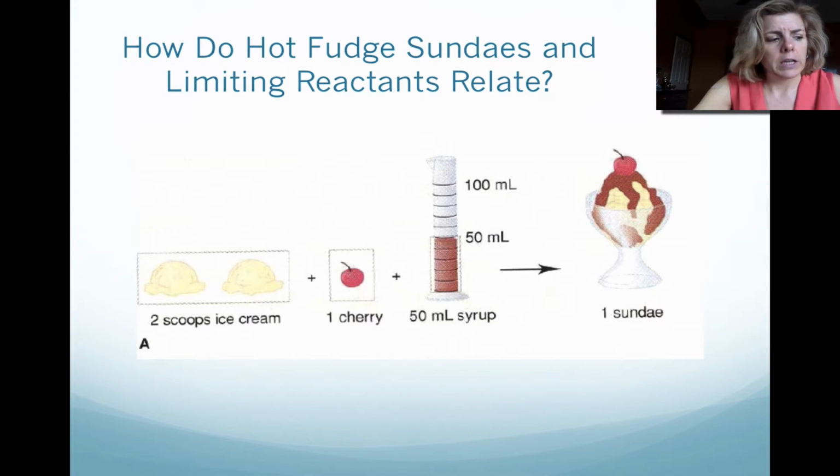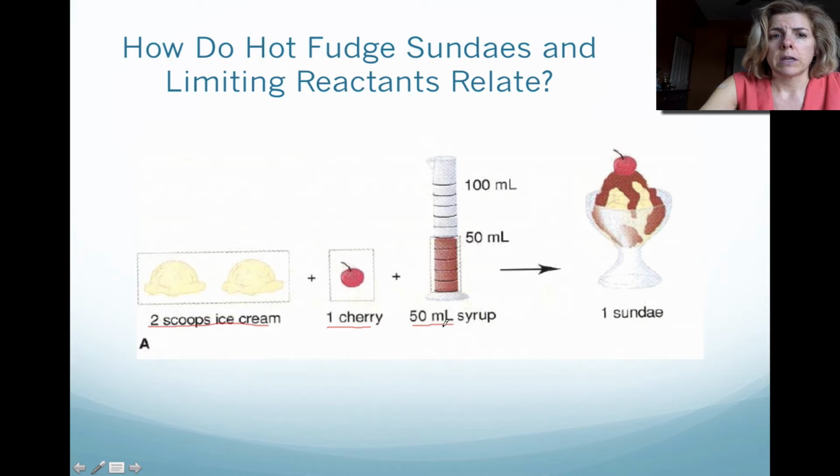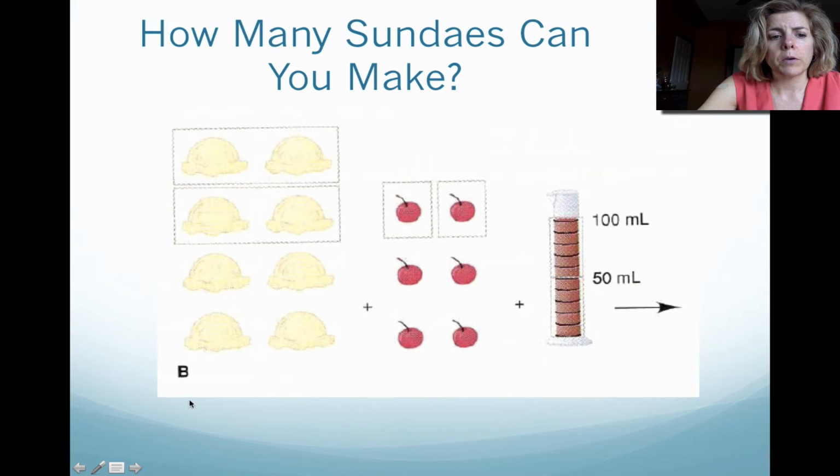Okay, so in this recipe, and I'm not trying to get you hungry, but notice that we have a hot fudge sundae, and when you're looking at the recipe, there are certain requirements with that recipe. So here we have 2 scoops of ice cream, 1 cherry, and 50 mils of syrup. For this sundae, that is the specific amount. Now here we have a bunch of ingredients, and we need to figure out how many sundaes we can make.